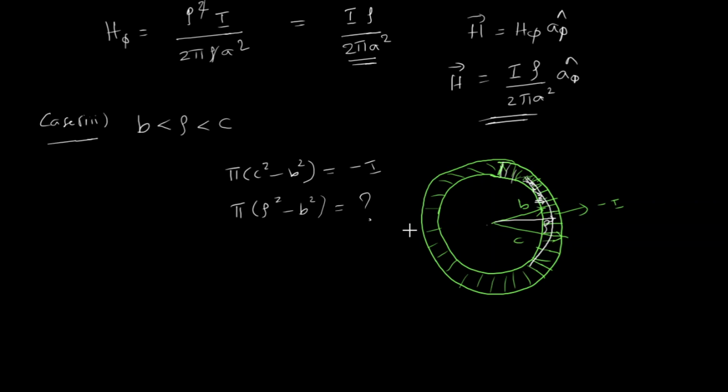I hope I am very clear. I hope it's clear to you. Okay, what am I trying to find? I am trying to find what portion of minus I is flowing through this cross section.